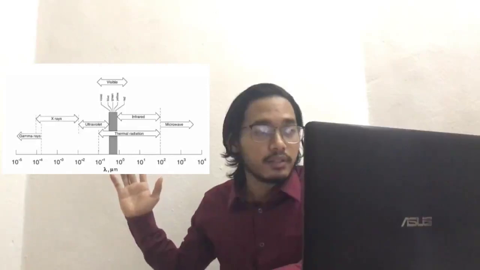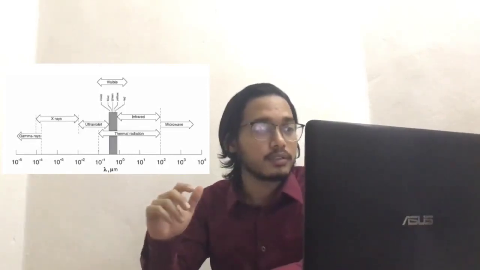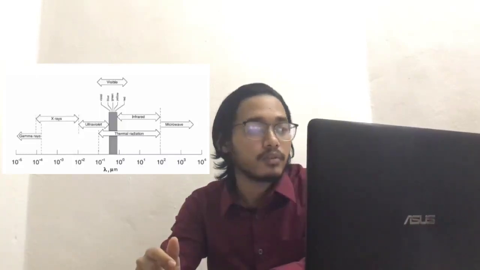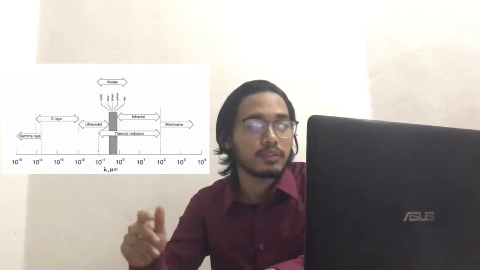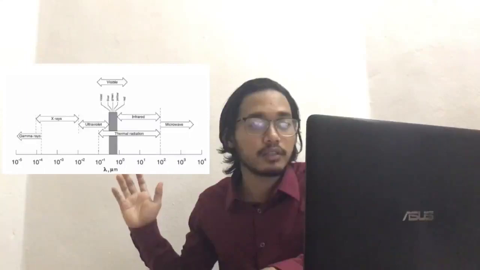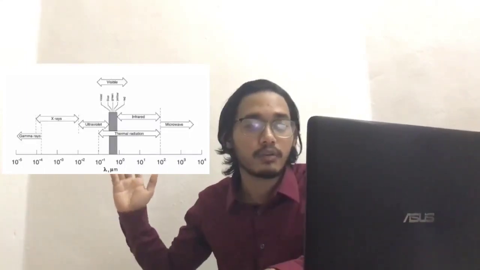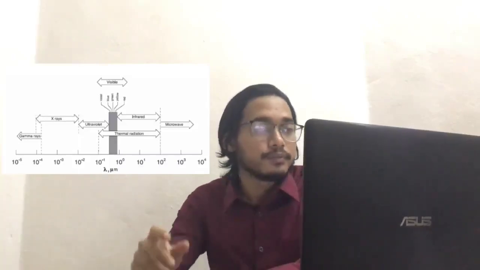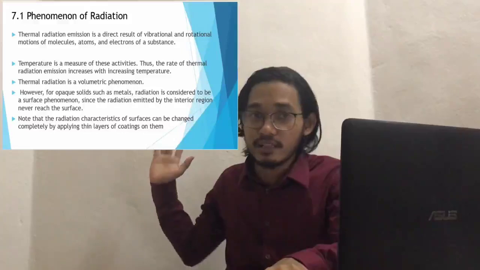Next, as you can see in this slide, we introduce the thermal radiation wave, which is a narrow band on the electromagnetic wave spectrum. It contains ultraviolet, thermal radiation, infrared, and microwave, up to 10 to the power of 2 and above. Okay, next we go into the phenomena of radiation in this slide.